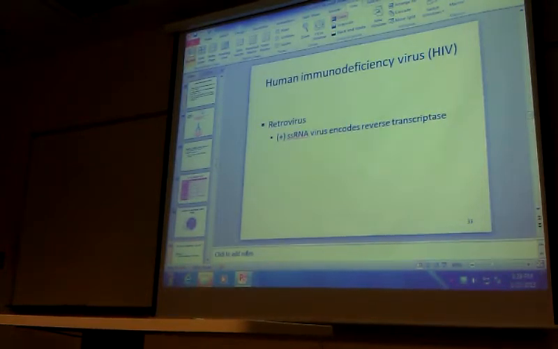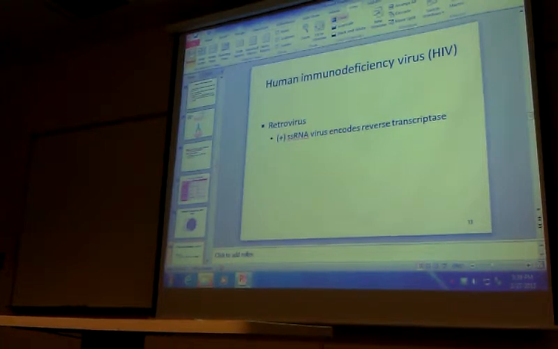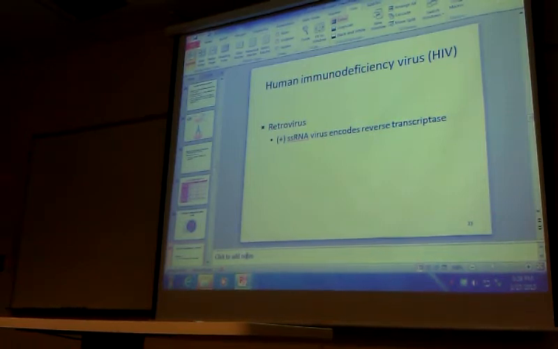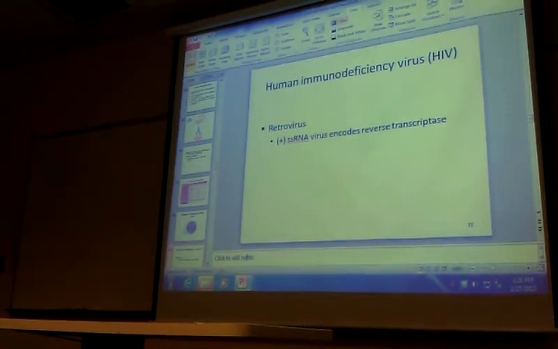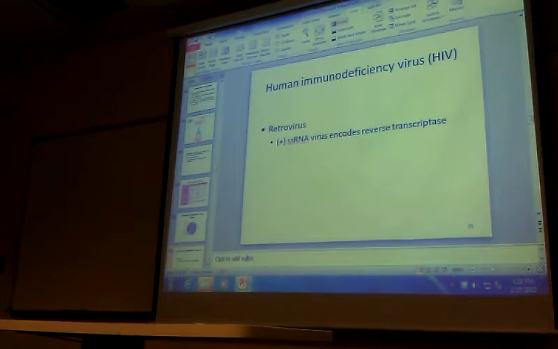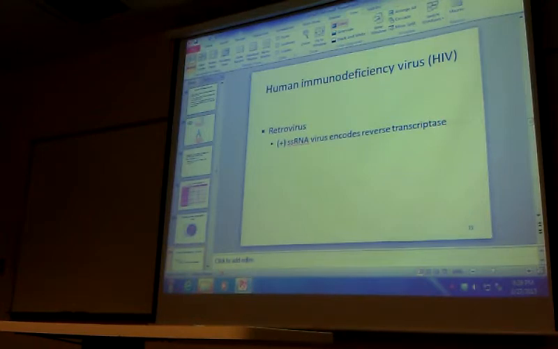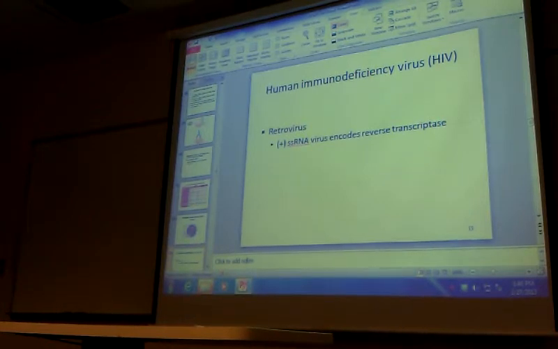Human immunodeficiency virus, and pay attention to this one, which is slide number 34. The human immunodeficiency virus is called a retrovirus because of the enzyme reverse transcriptase, and it's a key characteristic of this virus.